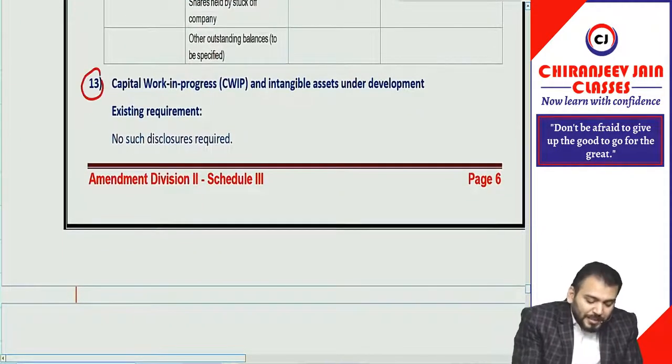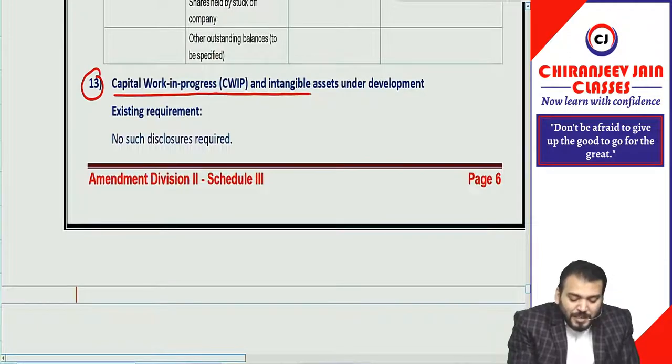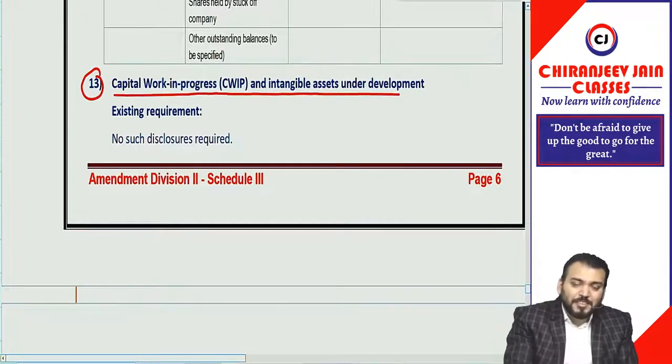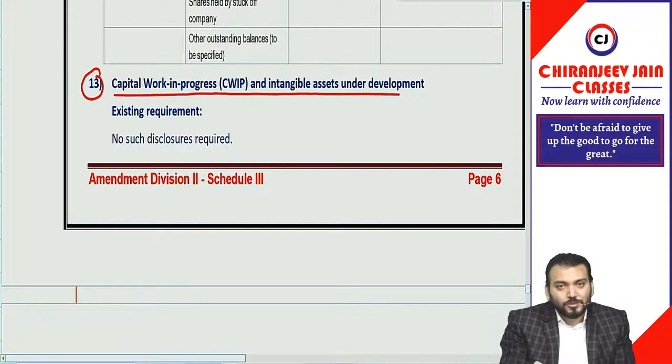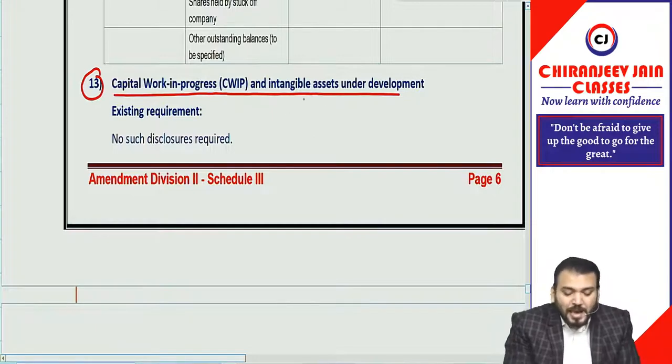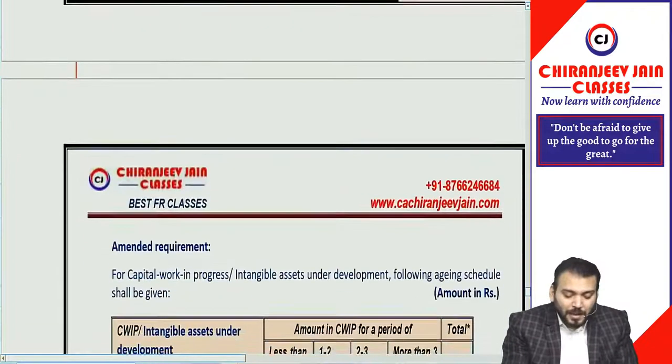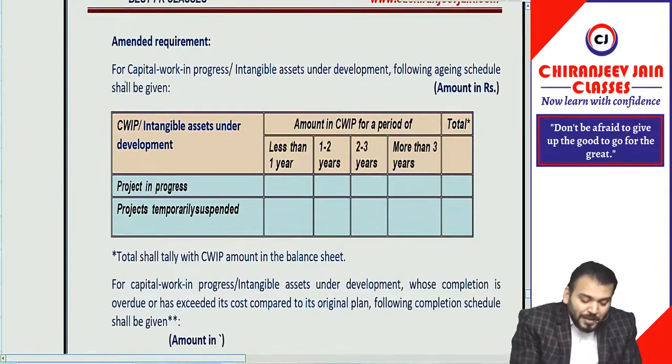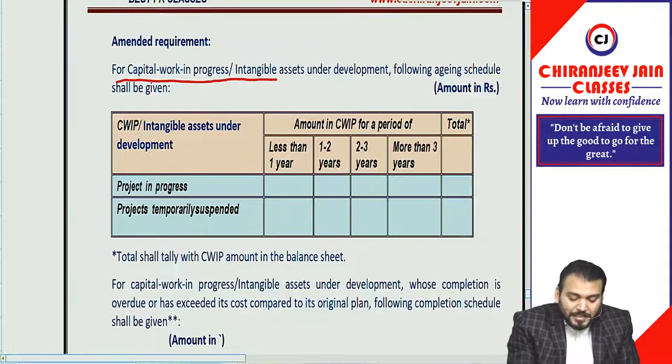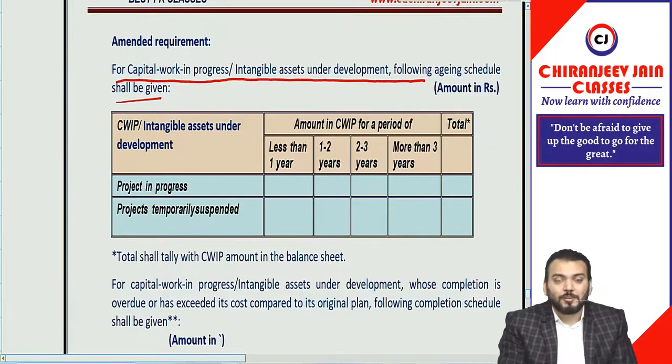Then point number 13, capital WIP and intangible asset under development. As per the previous requirement, there was no disclosure to be given for capital WIP and intangible asset under development. But now, for capital WIP and intangible asset under development, an aging schedule is required to be given.